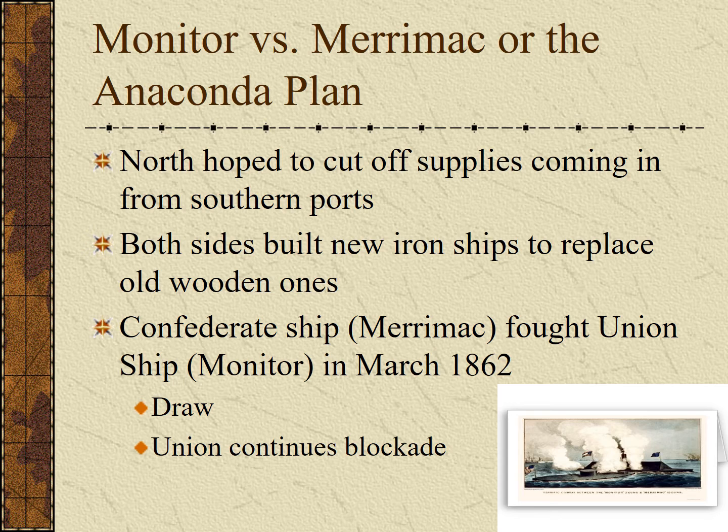And so in order to do this, they need to have some naval victories. And so one such is going to be the Confederate ship, the Merrimac, finding the Union ship, the Monitor, in March of 1862, which resulted in a draw. But the Union blockade does continue, and it does prove successful in the end.